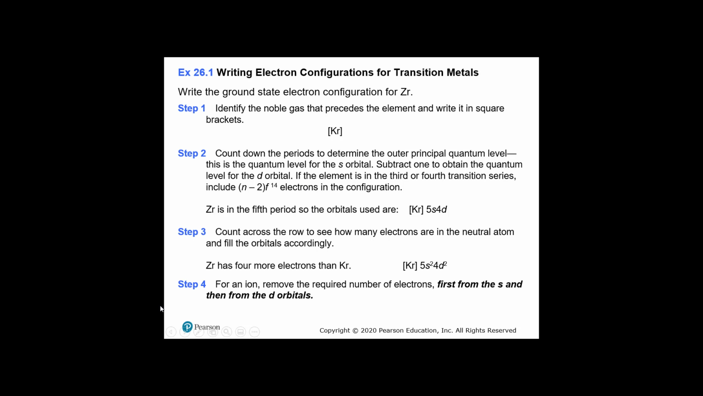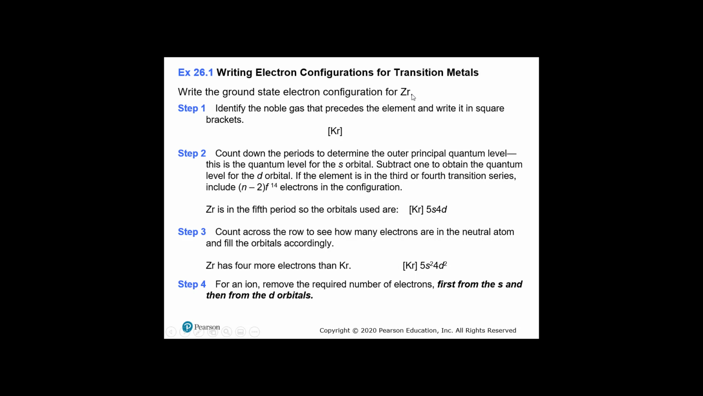Now we're going to count across the row to see how many electrons are in the neutral atom. Zirconium has 4 more electrons than krypton. So we have 5s2, 4d2. Now, this is asking for the ground state electron configuration, so we have it in its ground state electron configuration.